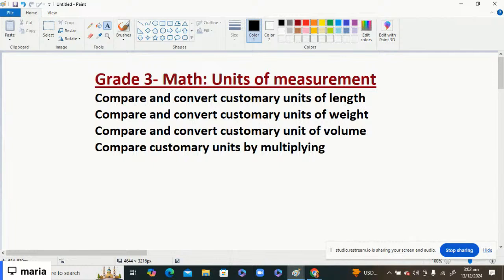The chapter today we discuss is units of measurements. I was just checking my mic.